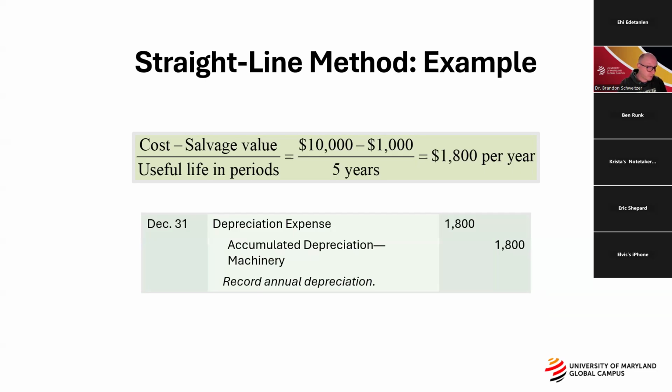So in our very simple example, the total cost of the new piece of machinery is $10,000. We're subtracting out $1,000 salvage value to give us $9,000 depreciable cost. We divide the $9,000 by the useful life. In this example, 5 years useful life. So 9,000 divided by 5 means that we are going to have a depreciation expense and ultimately accumulated depreciation of $1,800 per year for the 5 years that the equipment will be in operation.